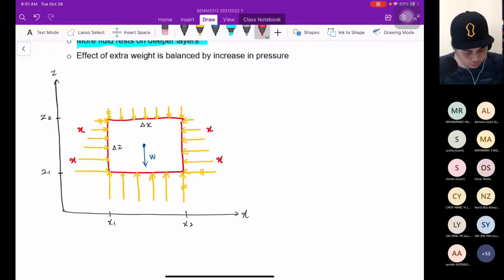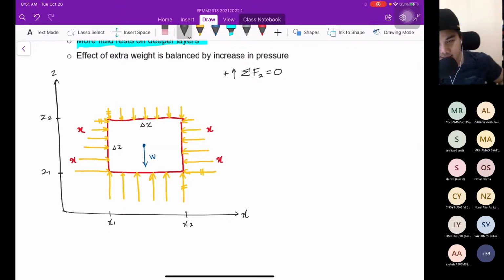All right. So from here, let's derive the summation of force in Z direction equal to 0. Because the force in the X direction won't change, just ignore the force in the X direction. It cancels each other.